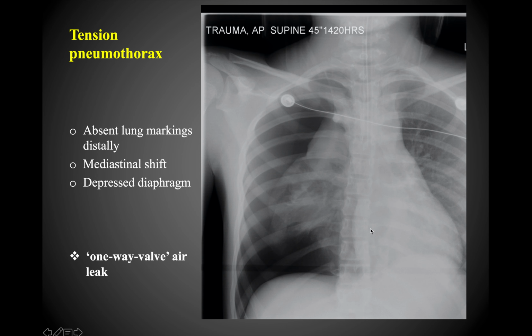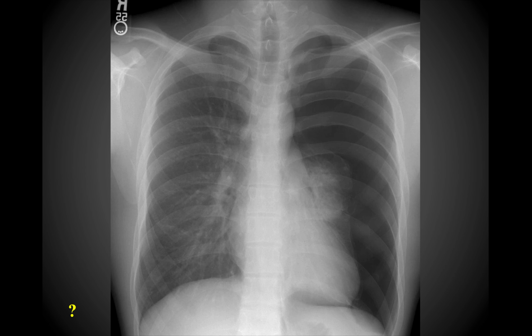And so you'll see a couple of things. First off, you'll notice that distally we don't see lung markings. We only see them more medially or more proximally. You'll see the mediastinal shift. So notice how the heart and the other mediastinal contents are shifted towards the left in this case because we have a right-sided tension pneumothorax, and then the diaphragm is also depressed as a result of the increased pressure in the pleural space.